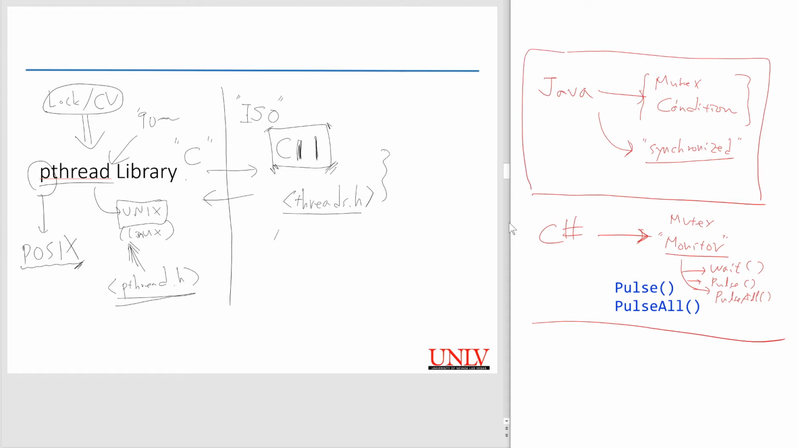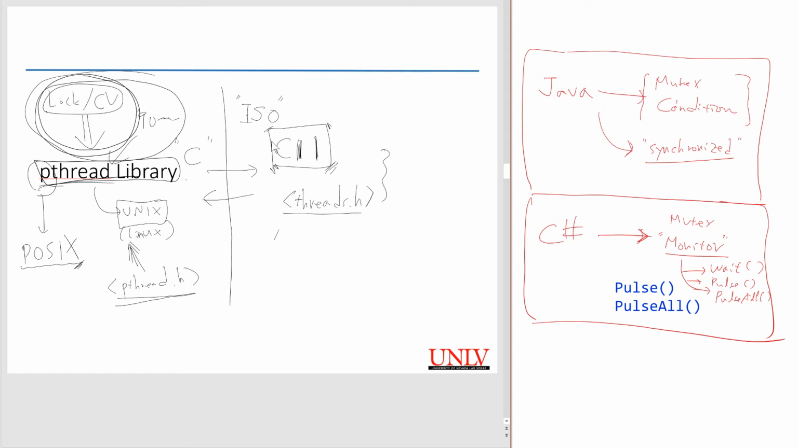So the moral of this story is, if you have a good understanding of the behavior and the semantics of the locks and condition variables that we studied, and also if you know the behavior of the pthread library, then it is very easy to apply to different platforms and different languages.